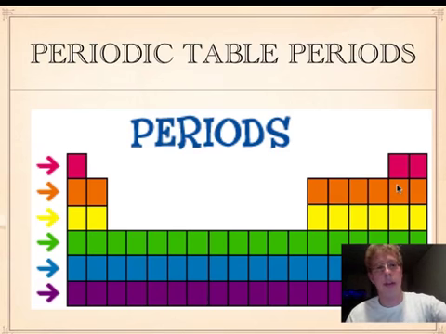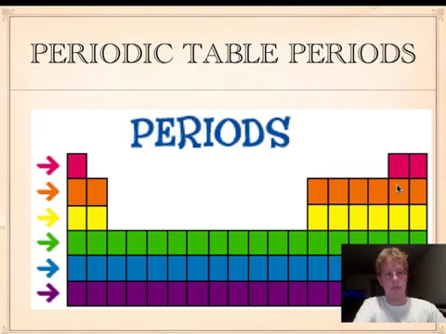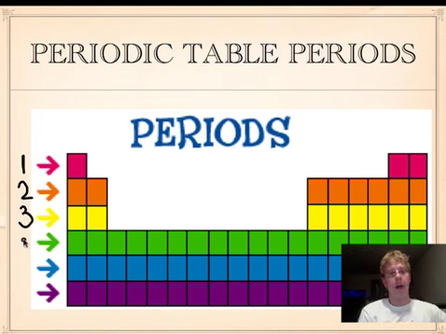Let's begin with periods here. So the first period of the periodic table is going to be energy level 1 for its valence energy level. Row 2 would be valence energy level 2, or period 2. Row 3, or period 3, all the valence electrons are going to be found in energy level 3. Then we have 4, 5, 6, and 7.